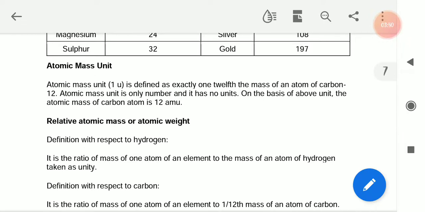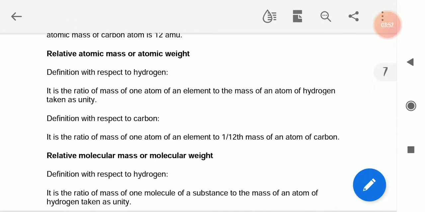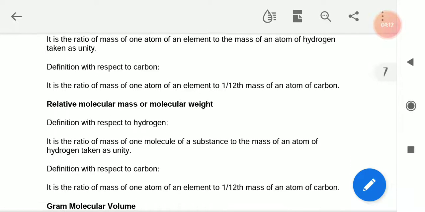Relative atomic mass is the ratio of the mass of one atom of an element to the mass of a hydrogen atom, which is taken as unity. Definition with respect to carbon: it is the ratio of the mass of one atom of an element to 1/12 the mass of an atom of carbon. So these are some relative terms which you should remember. Some definitions which I am giving you.